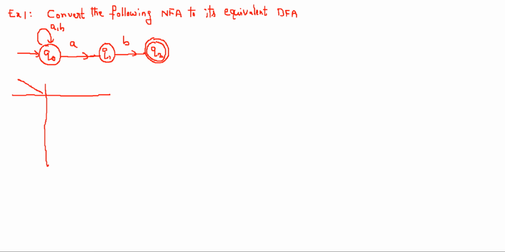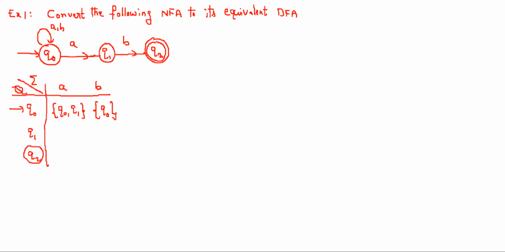Here this is sigma, this is Q. The inputs are A and B. Now the states are Q0, Q1 and Q2. This is the final state in NFA. This is the initial state. So first of all, you just write the entries. On seeing A on Q0, where are you going? You are going to Q0 and also you are going to Q1. That means you are going to two states, Q0 and Q1. On seeing B on Q0, where are you going? You are going to Q0 only.